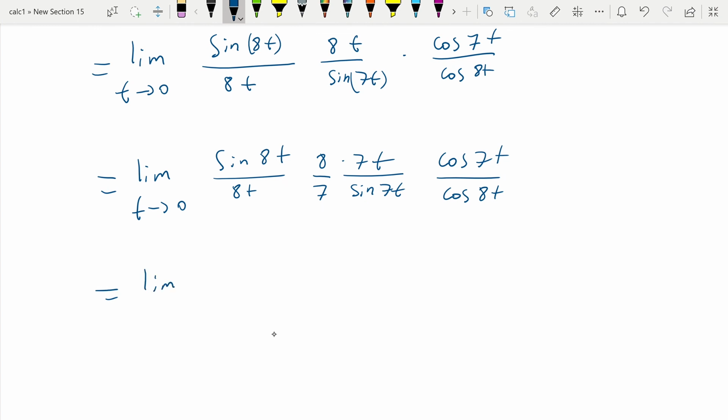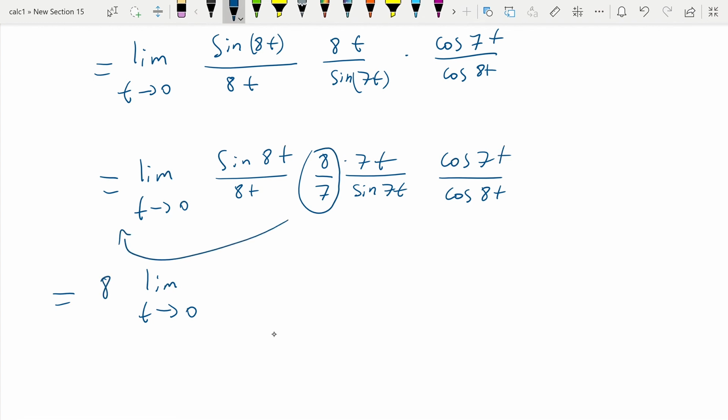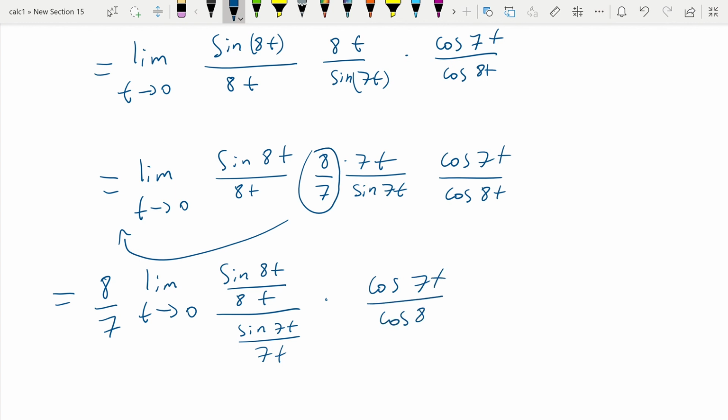And now we can write this using the law of the product and the law of the quotient, and in fact we can also pull out this constant, 8/7, outside, because it's a constant. So we have 8/7 times this limit, but this is the limit of sine of 8t over 8t, all of that divided by the sine of 7t over 7t times cosine of 7t over the cosine of 8t.